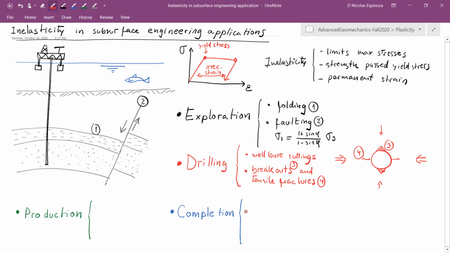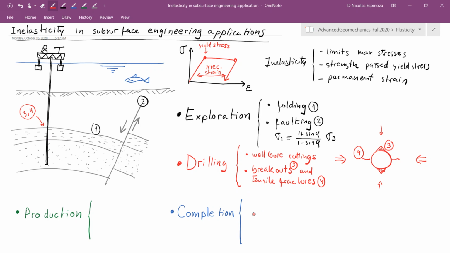Let's go to the next stage. What happens in completion? Let me add also here that this is when we make the wellbore. We have 3 and 4, and also the cuttings that are generated during drilling. Okay, during completion, we prepare the wellbore for production of fluid.